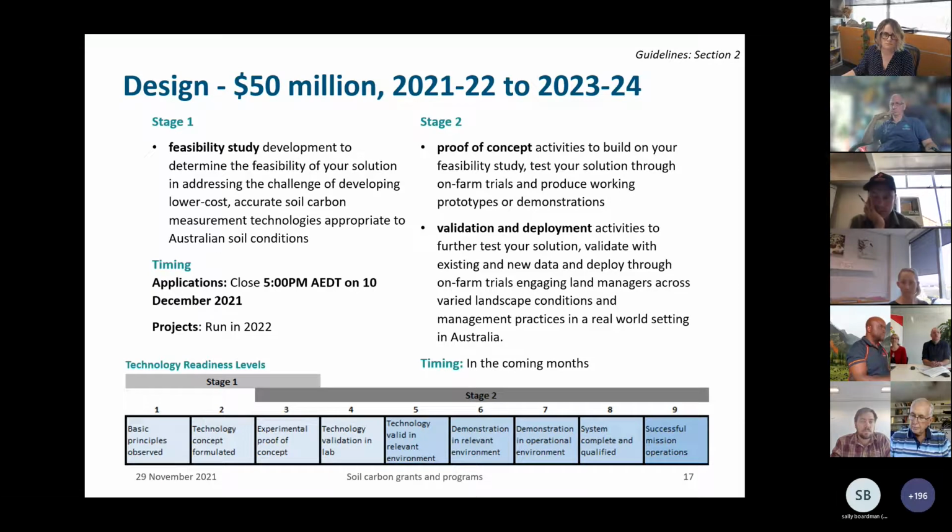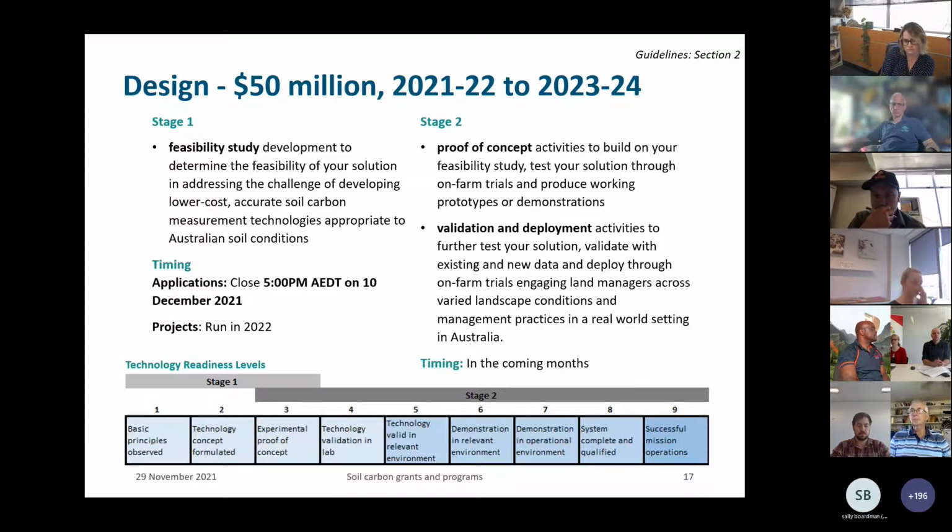As I mentioned, the program is being delivered in 2 stages, with the release of different grant guidelines for each. The eligible activities in each stage are reflective of the technology readiness levels, a benchmarking tool to track the progress of the development of specific technological innovations. The technology readiness levels can be used to frame your application and indicate what stage of development your technology is currently at. Stage 1 encompasses the conceptual technology development activities undertaken to determine the feasibility of your technology solution.